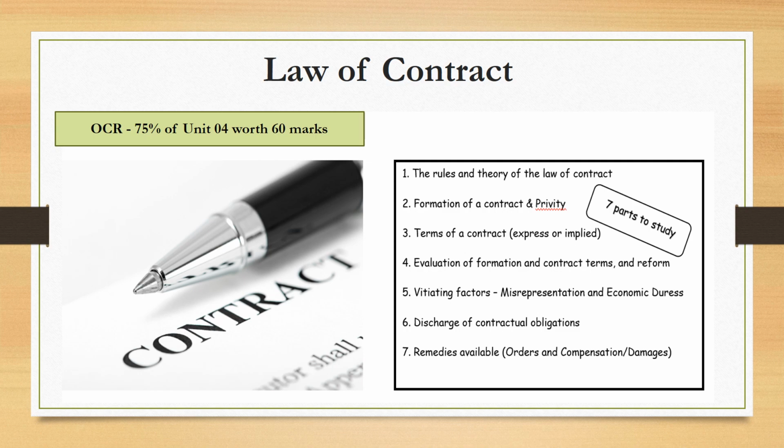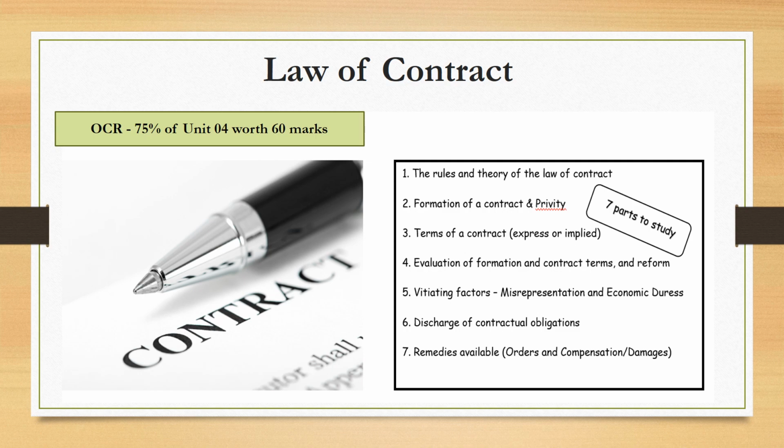So I will mainly be teaching to the OCR A Level law specification. You'll see on the screen here that law of contract makes up 75% of what is component 4 and is worth 60 marks. But this tutorial will also assist those of you who are studying other specifications and also contract at university as well. So I'll split law of contract, I believe it splits quite nicely into 7 areas here.